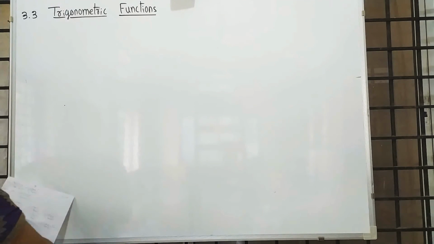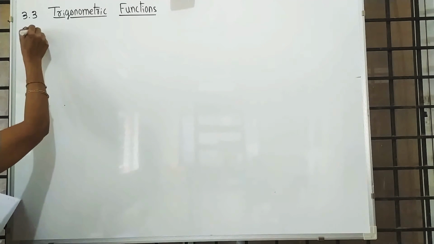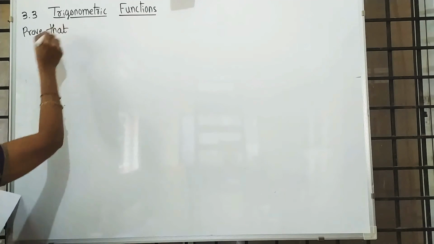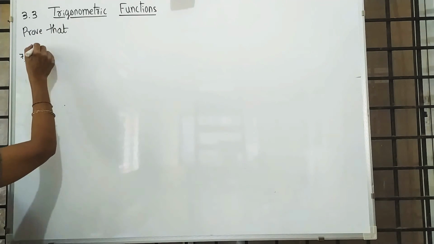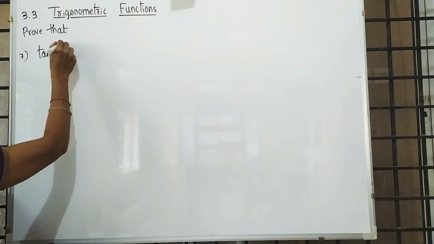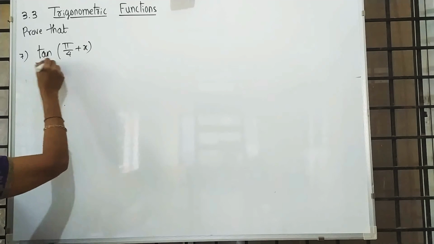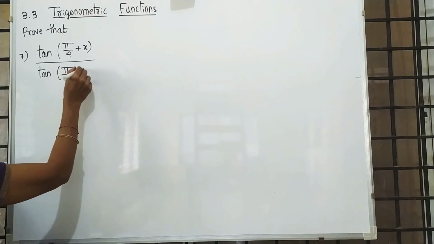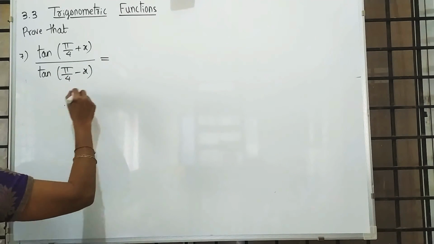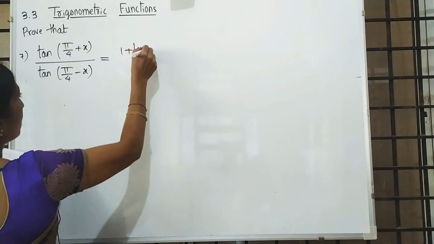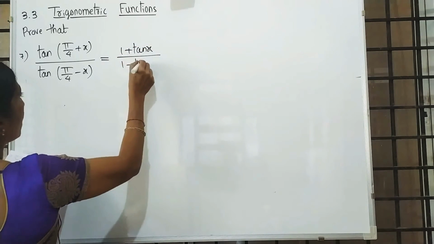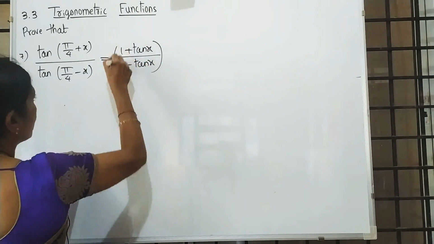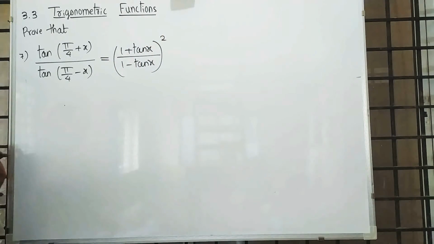Moving to the next question, that is question number 7. Prove that tan of pi by 4 plus x upon tan of pi by 4 minus x is equal to 1 plus tan x upon 1 minus tan x whole square. So write down the LHS.